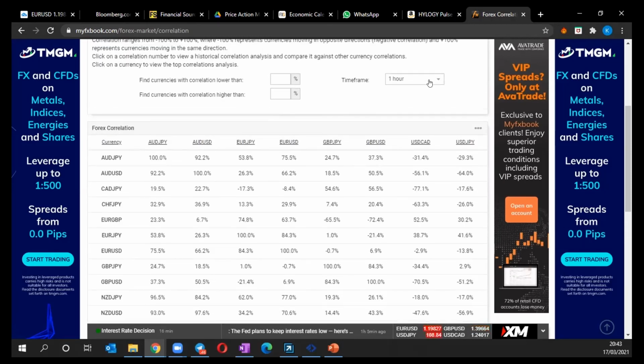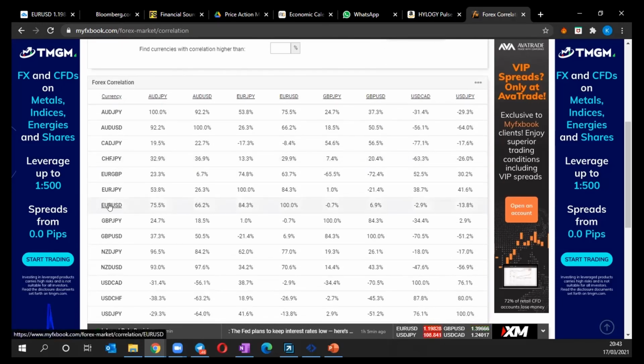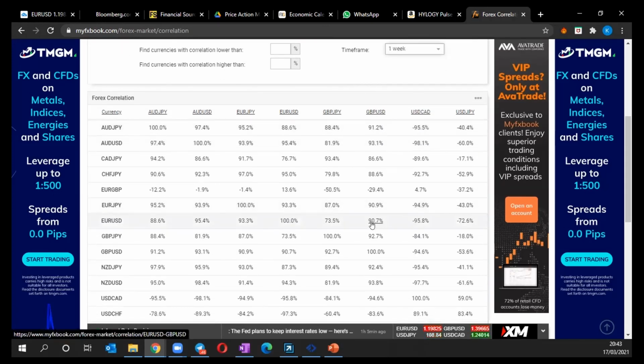But if you go on higher time frames, generally anything above a week, you'll see these currencies be quite strong. For example, if I look at euro dollar there, its correlation in the last hour with the pound dollar is only about 7%. But if I go on a weekly, it jumps up to, what, 90% now. So you can see the higher the time frame you select, the closer the correlations of these pairs will be together. As we say, generally they do move together in the long run.